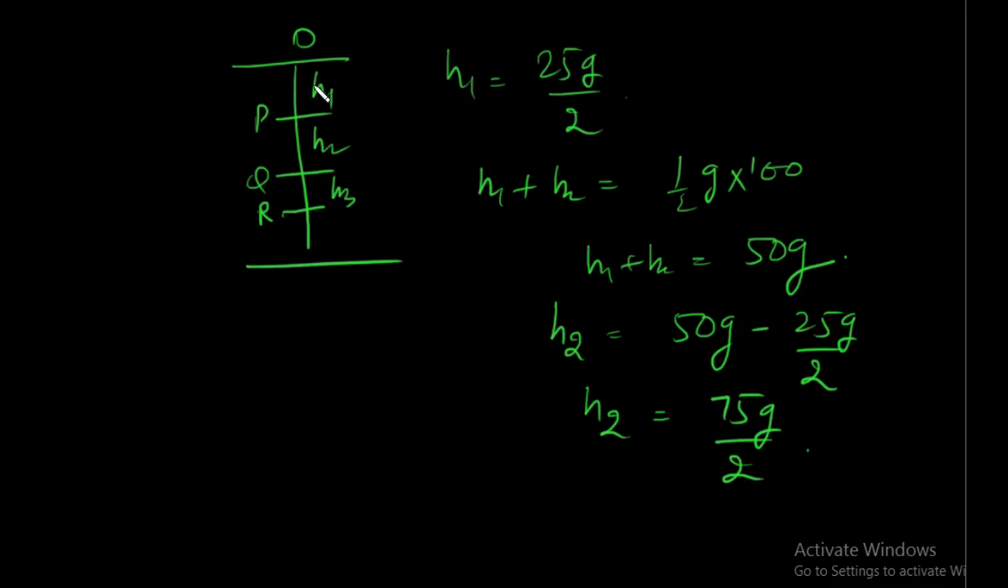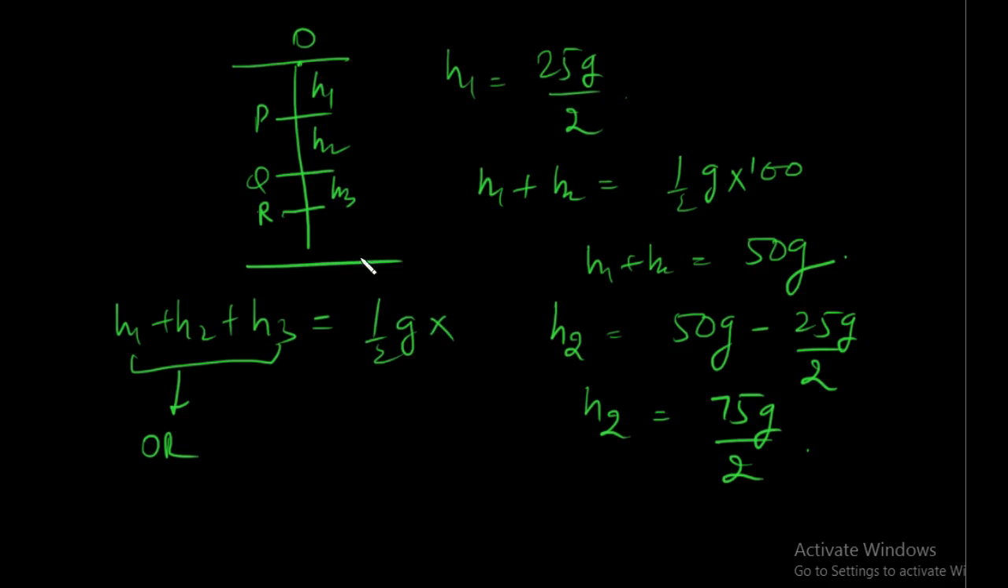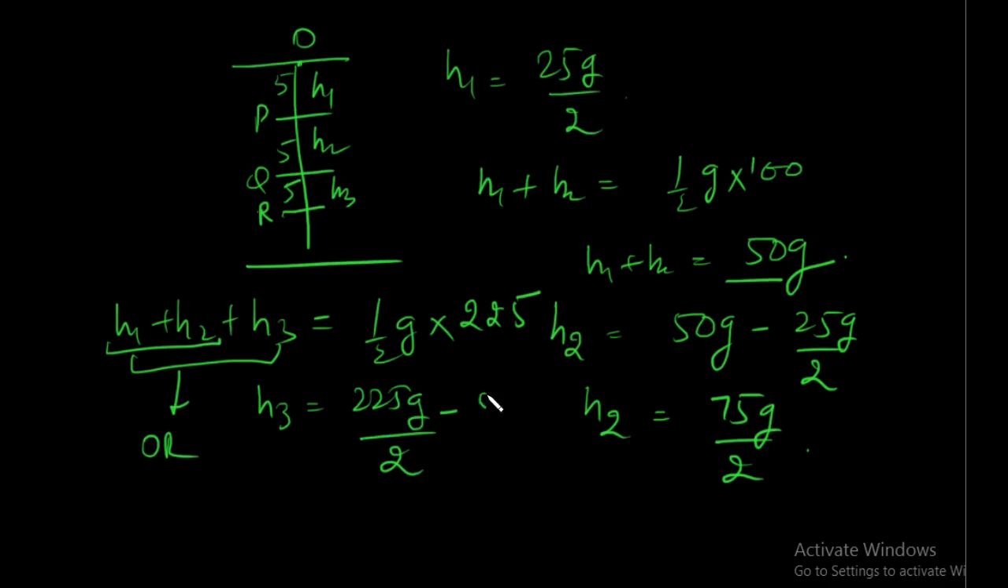Now what would be h3? Obviously we are taking the displacement from O, where velocity is 0. So this would be h1 plus h2 plus h3. Now this whole expression is OR. Okay, this is equal to half g into the net time taken from O to R, which was, because this is 5, this is 5, and this is 5, this becomes 15 seconds. So the square of 15 would be 225, and obviously you know h1 plus h2 was 50g. So h3 would be equal to 225g divided by 2 minus 50g, and h3 would come out to be 125g over 2. Alright, so we can easily calculate the relation over here.